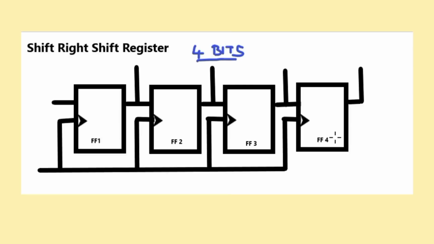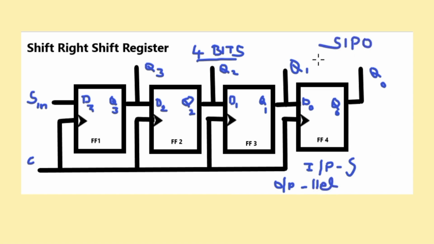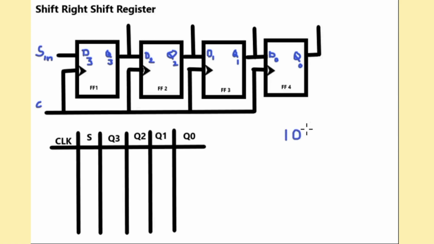As said earlier, if you want to store 4-bit data, we need 4 flip-flops. S is the input of the register, C is the clock pulse of the register, D3, Q3, D2, Q2, D1, Q1. Finally, D0 and Q0 are the input and output of the respective flip-flops. Q0, Q1, Q2 and Q3 will be the final output of the register. So input is serial, output is parallel, so this mode of operation is called SIPO. Now let's see how the shift register operates in SIPO mode.